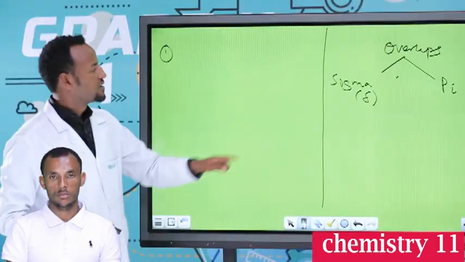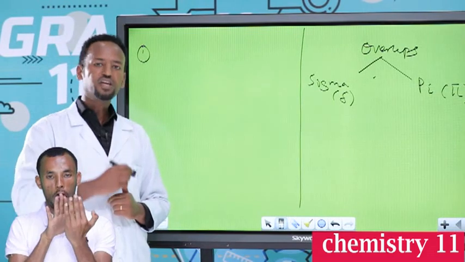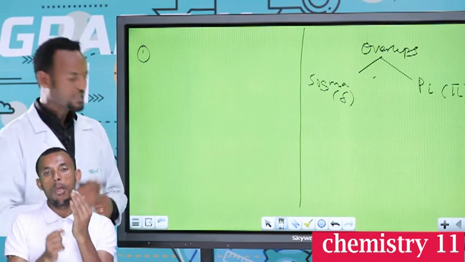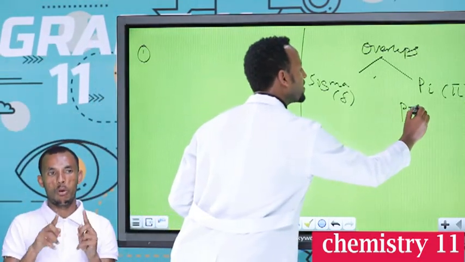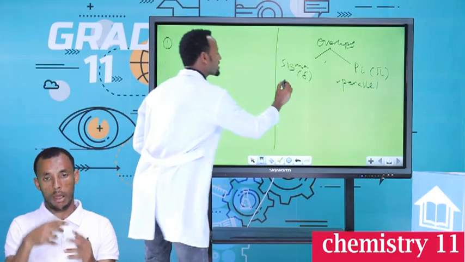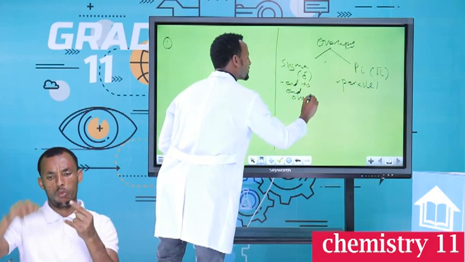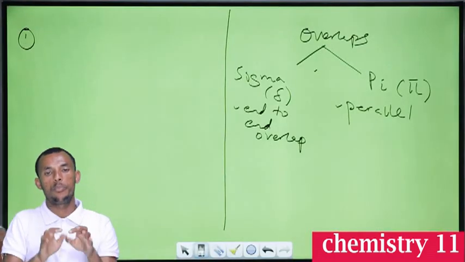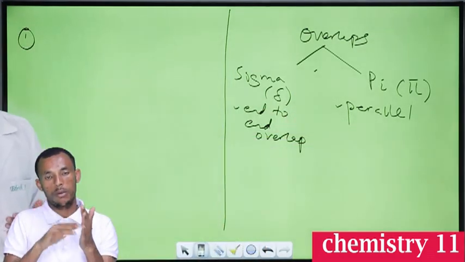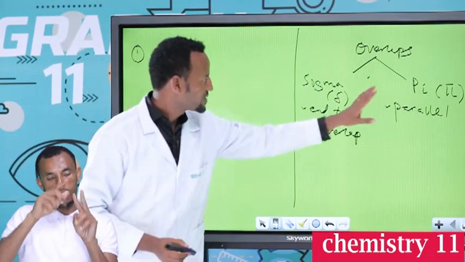Sigma bond is formed by head-to-head overlap or end-to-end overlap. Pi bond is formed by parallel overlap. This one is parallel overlap. This one is end-to-end overlap, or head-to-head overlap. This one is parallel, sometimes known as lateral or side-to-side overlap. Therefore, sigma and pi bonds.